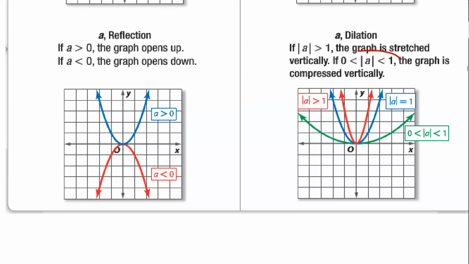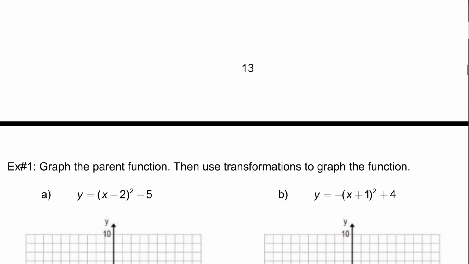If you have a number less than 1, you're being pulled to the sides. You're being pushed down. It's being vertically compressed. It's just a summary of what we've been doing with some examples.